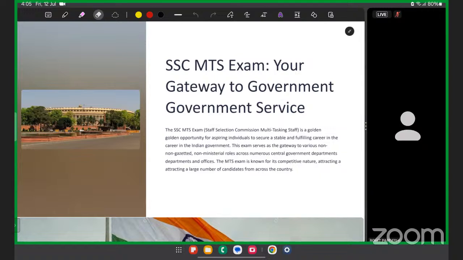Okay. Good evening, everyone. I welcome you all. Today, we will be keeping a session on SSC MTS. Like yesterday, we talked about what is SSC CGL. Today, Rohit Pardesi will be explaining to you about SSC MTS. So, MTS, the word itself says multiple.